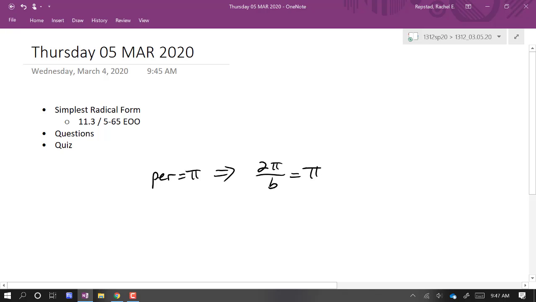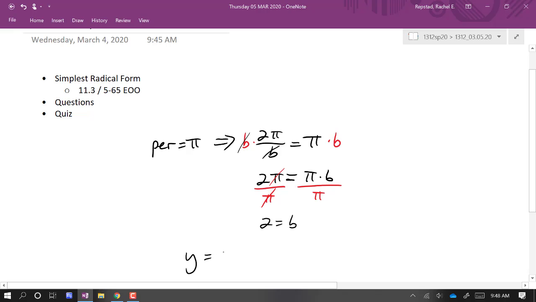Now, I guess it would be pretty simple looking at this to say, oh, that means b has to be 2 in order to cancel. But if you ended up with something that was more difficult to solve out, what you need to do is just multiply both sides by b. And then those cancel, we get 2 pi is equal to pi times b, and then divide both sides by pi. So now the pi's cancel, and we get 2 is equal to b. So for that problem, our final answer would be the function is 0.5 cosine of 2x.